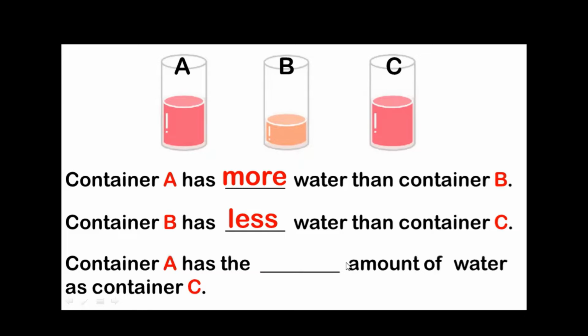Container A has the blank amount of water as container C. Look at container A and container C. Container A has the same or equal amount of water as container C. When it's the same, that means the level of water is the same, okay?